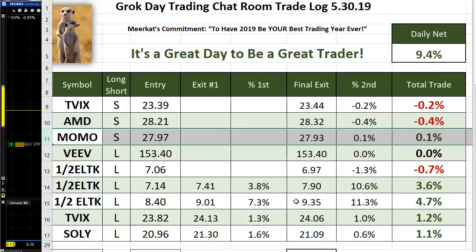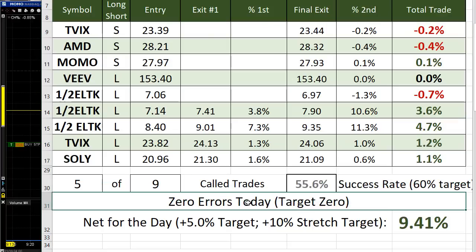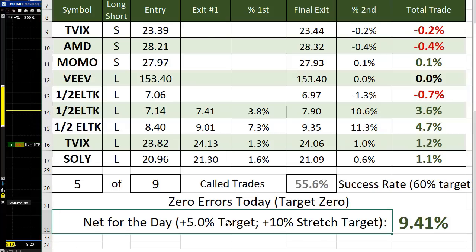And so at the end of the day here, we were at 55% success rate, just below our 60% target. We had 0 errors today, and we ended up with 9.4%, almost to our stretch goal of 10%. Our goal per day is 5%. Now that's 5% at risk.